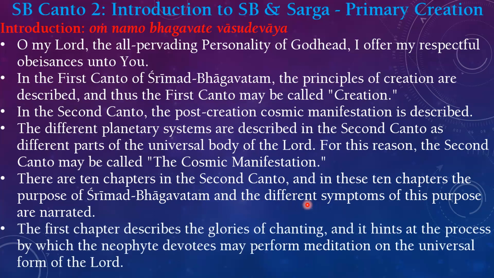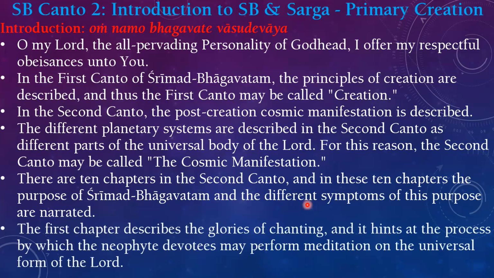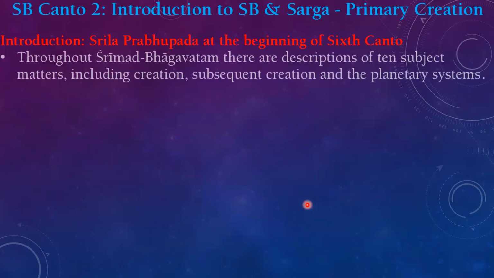The first chapter describes the glories of chanting, and it hints at the process by which the neophyte devotees may perform meditation on the universal form of the Supreme Lord. So all these points are mentioned in the purport to this particular line. And then from the introduction, a few more points. Introduction by Srila Prabhupada at the beginning of the 6th canto. In the introduction to the 6th canto, again Prabhupada writes a few points about these titles.